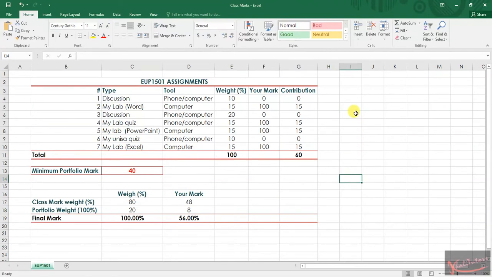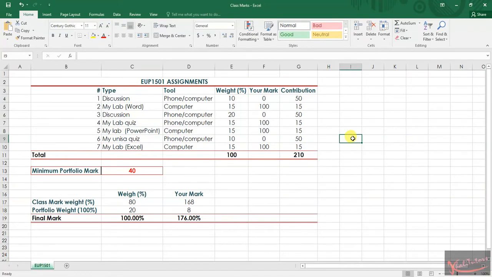Let's say you did not fail some of the discussion assignments. Let's say maybe you got 50 for this one. What are the chances that you can get a very good mark? Let's say you got 50 for all the assignments done through myUNISA.